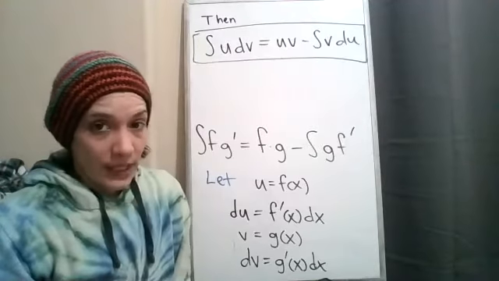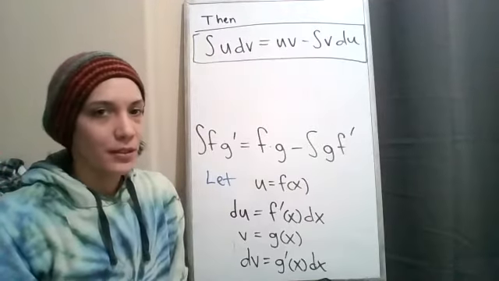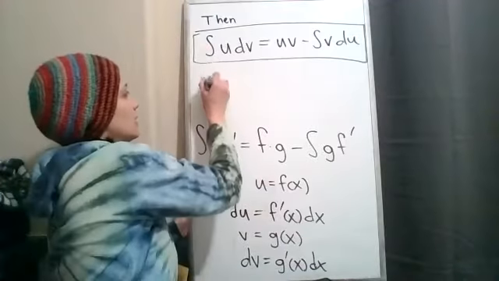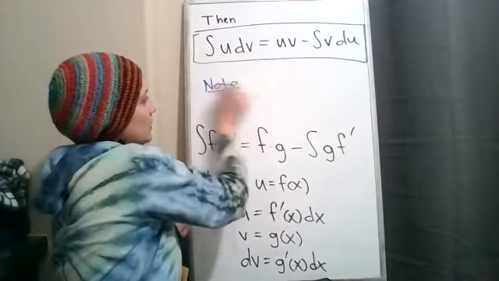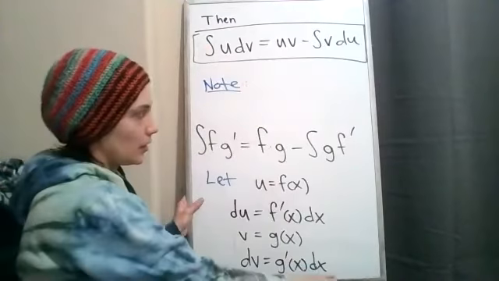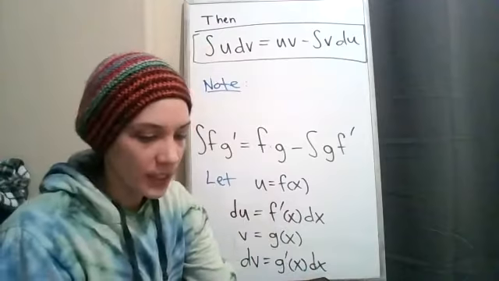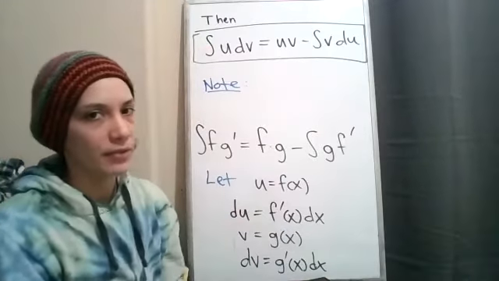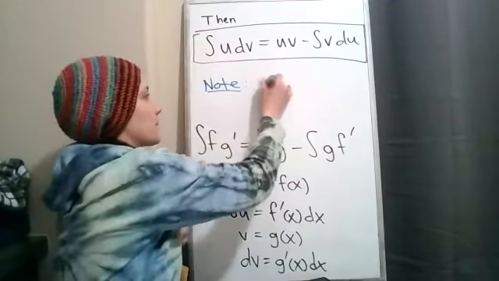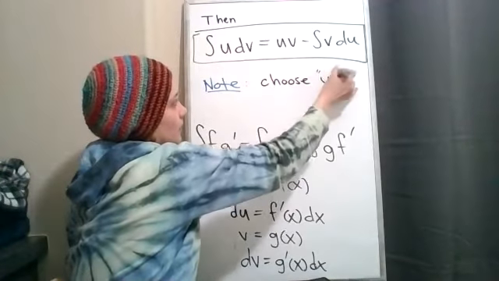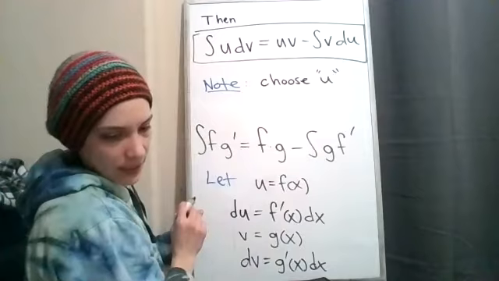All right, one more note, and then we'll just do a lot of examples. So note: you want to choose u to be a function that gets easier with taking derivatives.